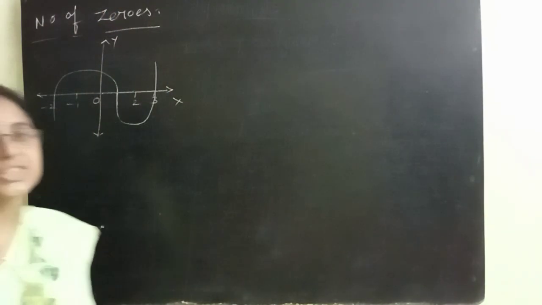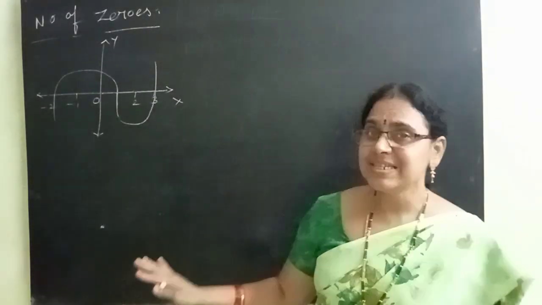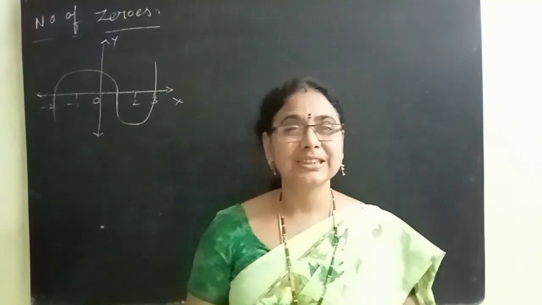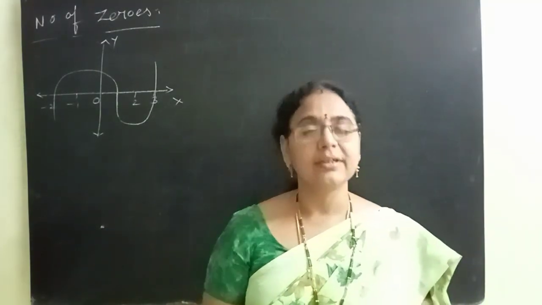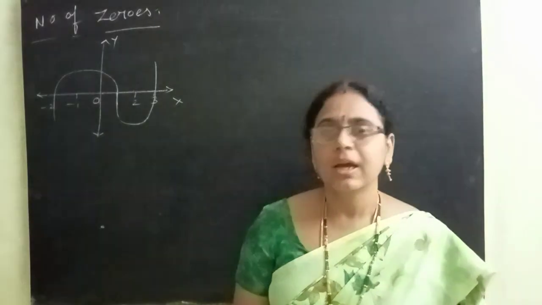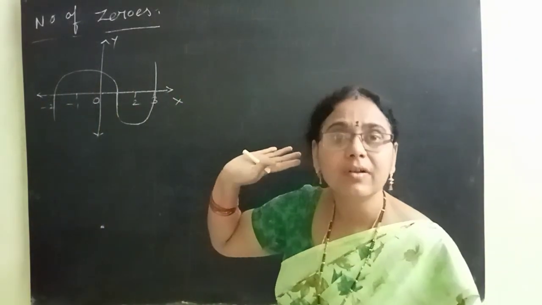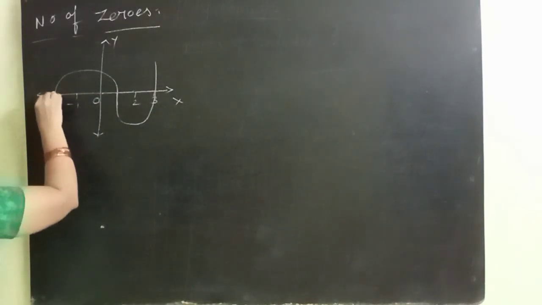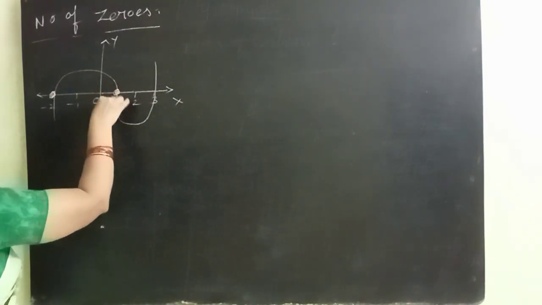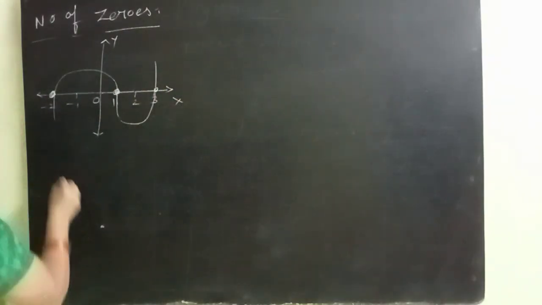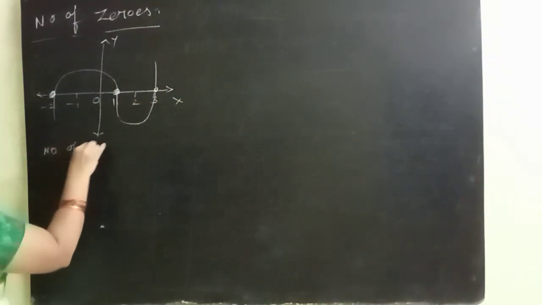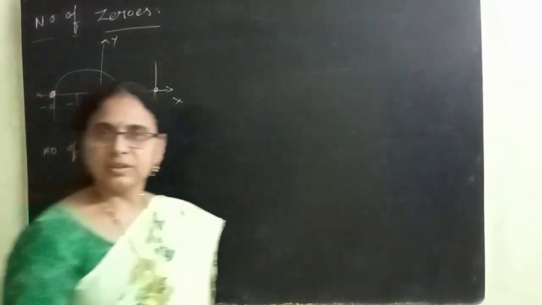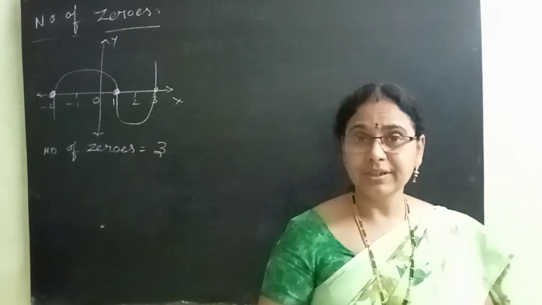Okay, how many zeros of this one? By seeing the graph, you have to say. How can you say? On x-axis, how many intersecting points are there? They are the number of zeros. Come to here on x-axis, on horizontal line. How many intersecting points do you observe here? Here 1, here it's 2, here it is 3. So, number of zeros are 3. Clear? On x-axis we observe 3 intersecting points.